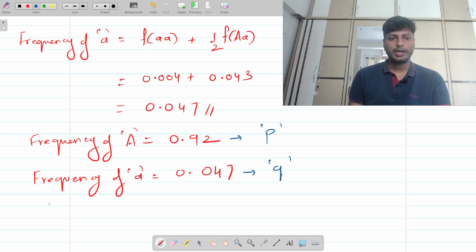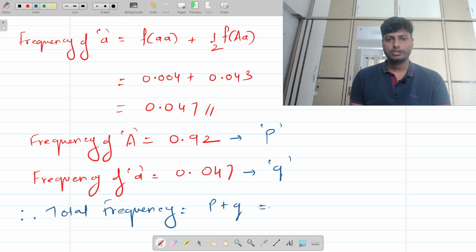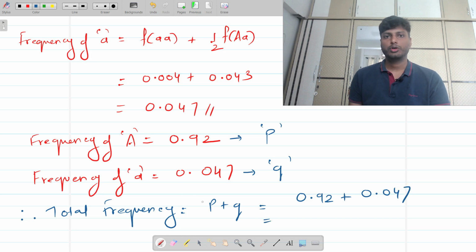So if we calculate the total frequency of alleles, the total frequency will be P plus Q, that is going to be 0.952 plus 0.047. So it will be approximately 0.967. So roughly it is going to be around 1.